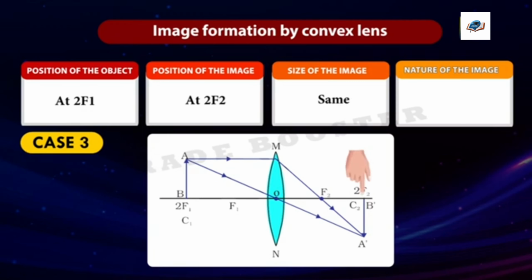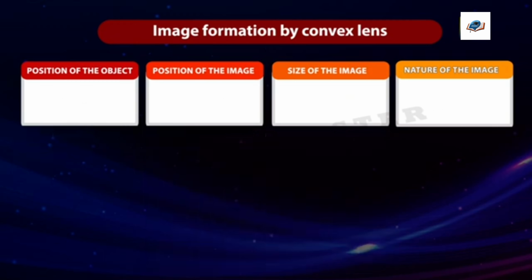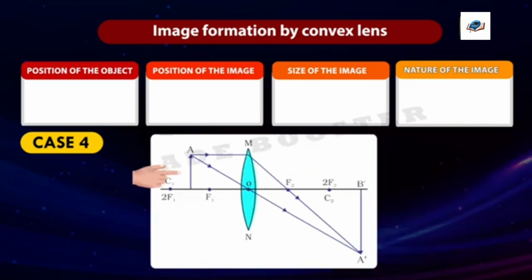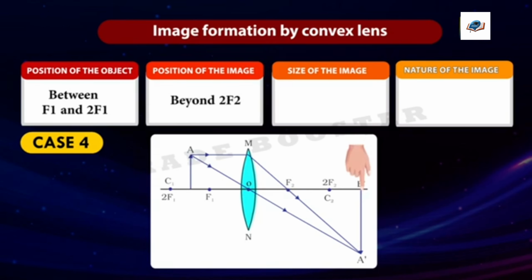Case 4. If the position of the object is between F1 and 2F1, the position of the image will be beyond 2F2. The relative size of the image is enlarged. The nature of the image is real and inverted.